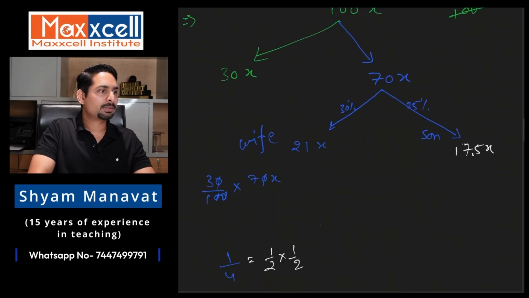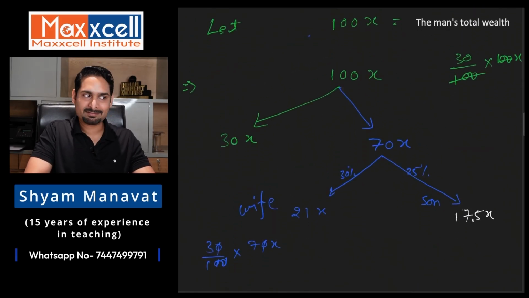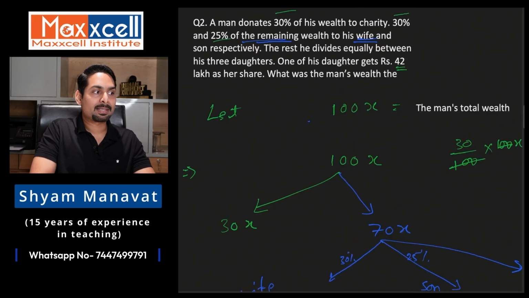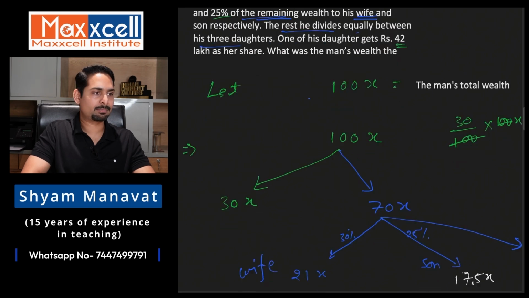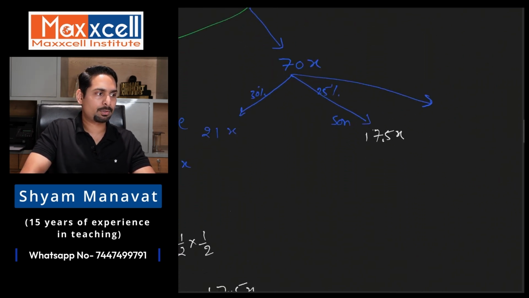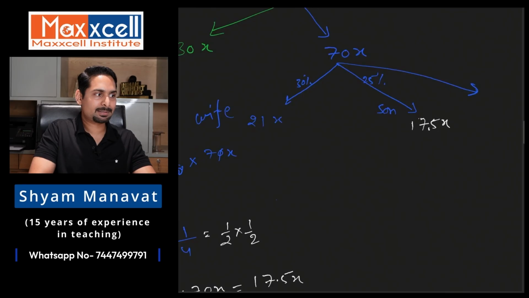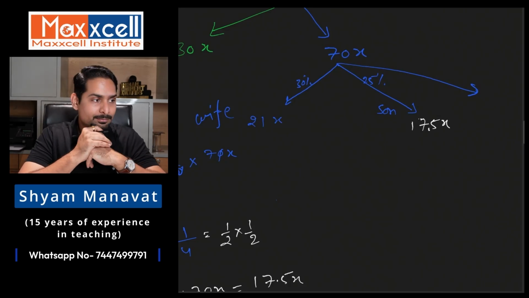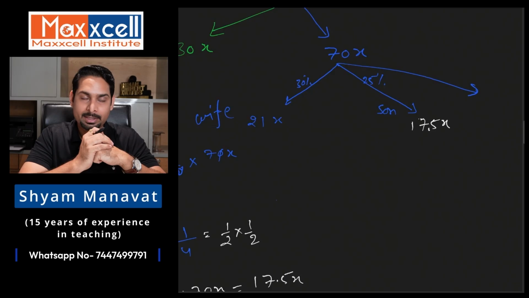Now, out of this 100, 30 is gone, so 70 remaining. Out of this 70, 20x has gone to the wife and 17.5x to the son. Now we need to see what is left, because the question said the rest divides into equal 3. So first we need to define what the rest is. You need to see 70% and 25% gone and then how much is remaining. I hope that's clear. There is no confusion as of now, right?